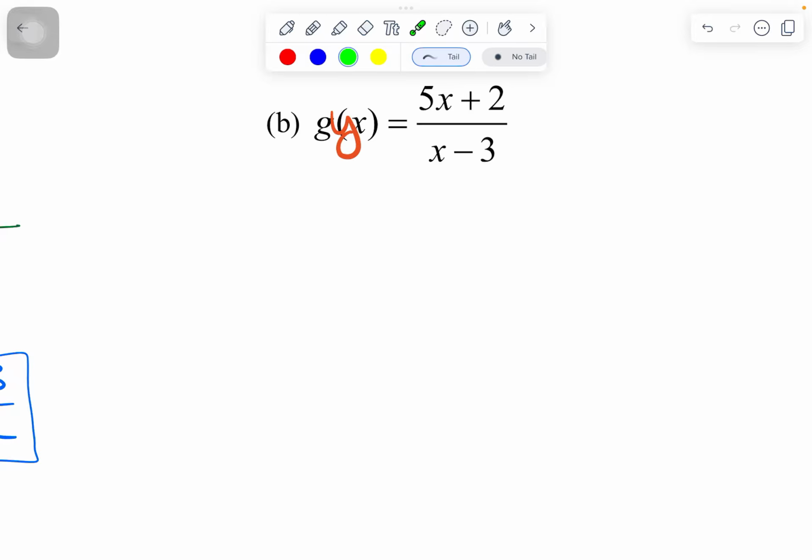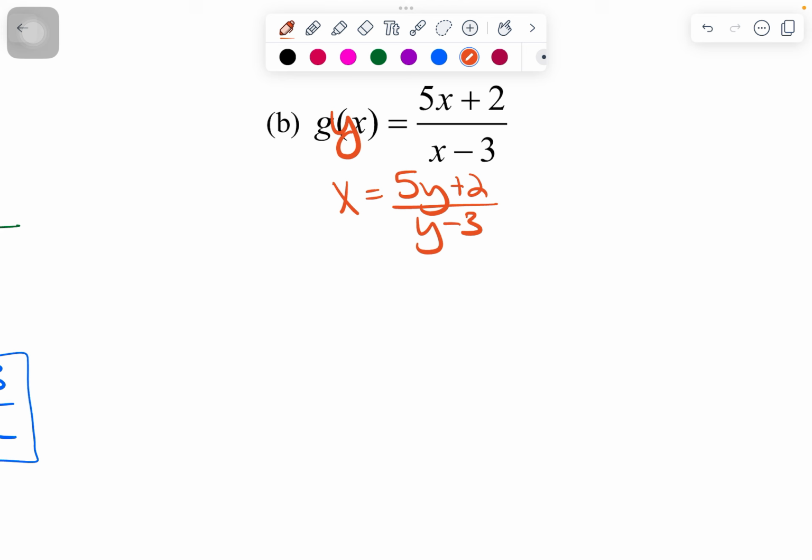Now the difference is with this one, and the reason it's a big step up is, yes, we've got y here. I'm going to replace that with x. But I have 2 y's over here, and both of them get replaced with x. All right, so this is going to be x is equal to 5y plus 2 all over y minus 3.